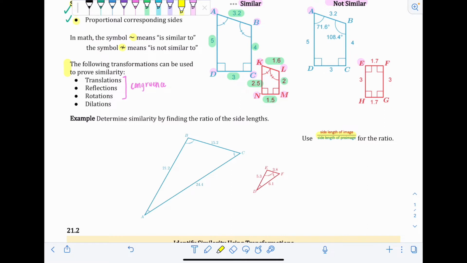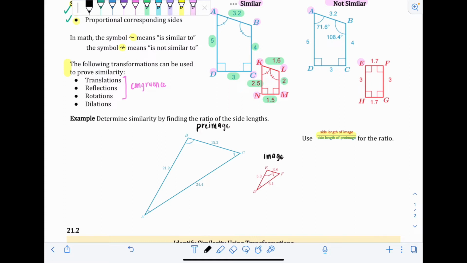As long as you're staying consistent for all three ratios within that problem, it really doesn't matter which way you structure it. Okay, so in this problem, the blue is the pre-image, and then the red is the image. So this would be an example of a reduction, something that's shrinking in size.